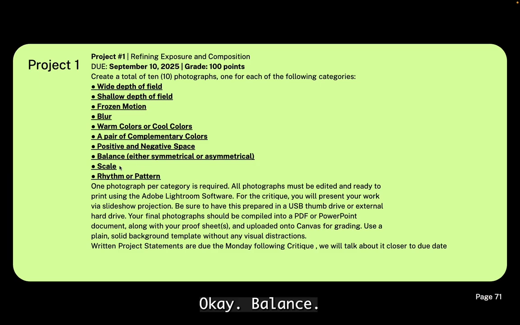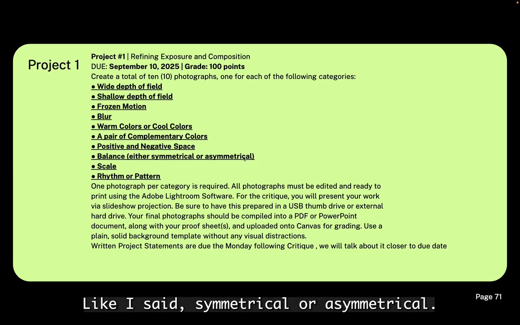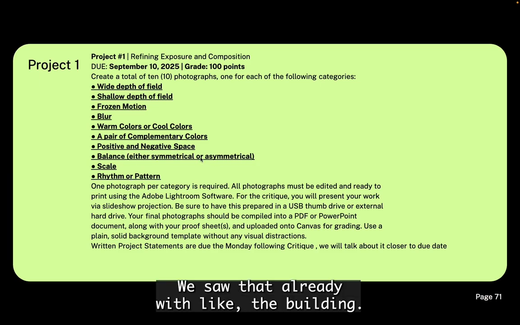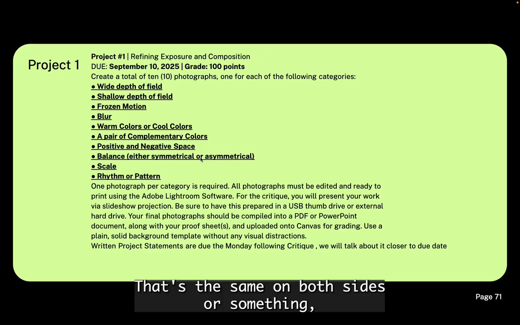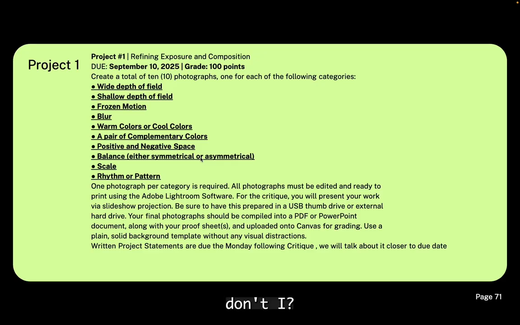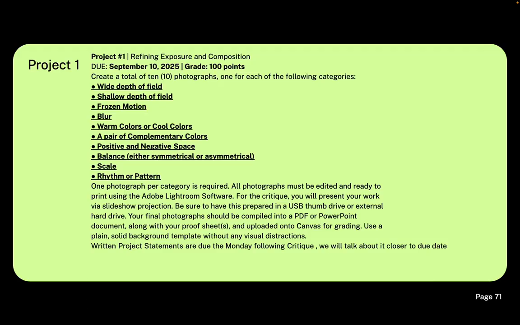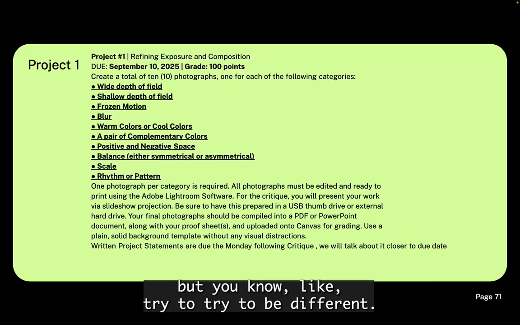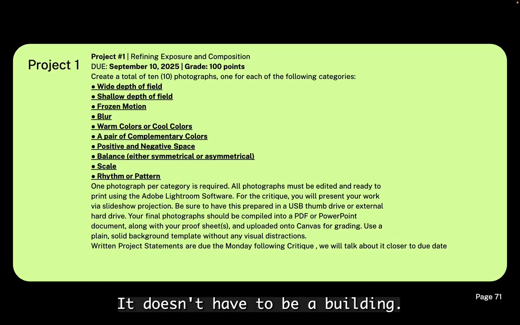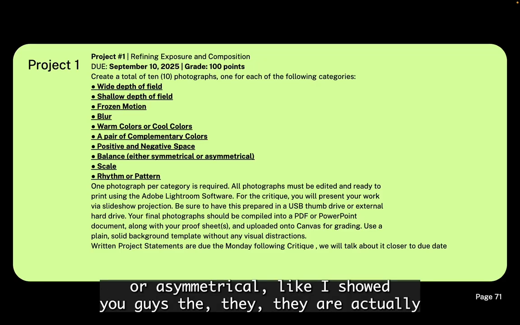Okay. Balance, like I said, symmetrical or asymmetrical. We saw that already with the building that's the same on both sides or something. I hope I don't get 30 images of the same building, so try to vary it. Try to be different. It doesn't have to be a building. It could be anything that's symmetrical or asymmetrical.